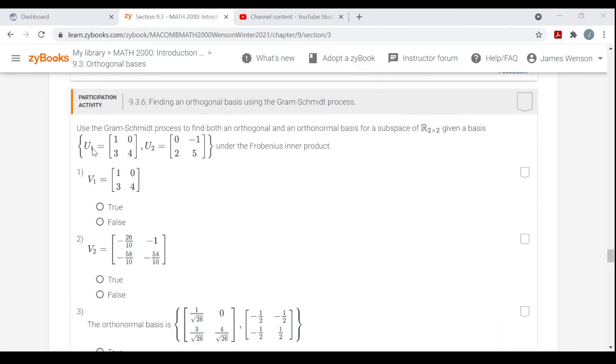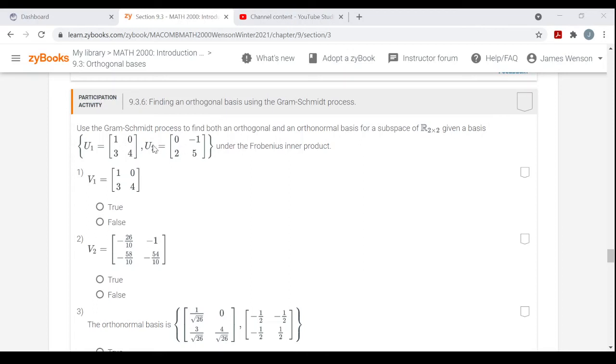But here are 2 matrices. Now these form a basis for a subspace of R2 by 2, right? They don't form a basis for R2 by 2. R2 by 2 is dimension 4. So these 2 matrices form a basis for a 2-dimensional subspace of R2 by 2.